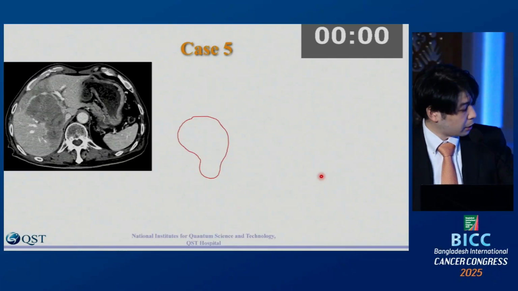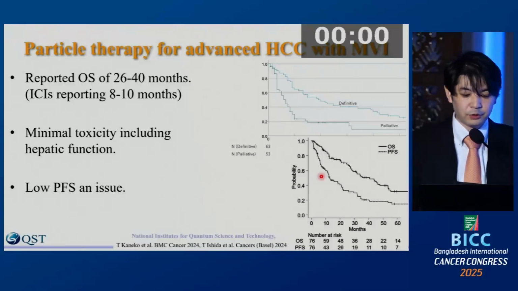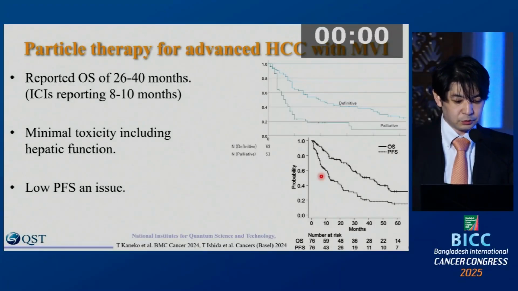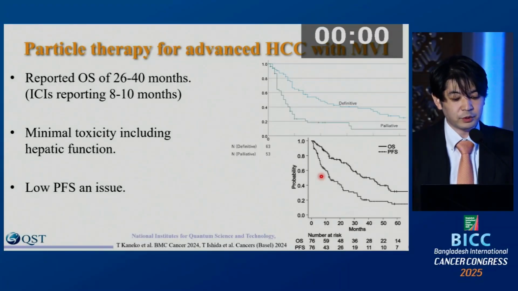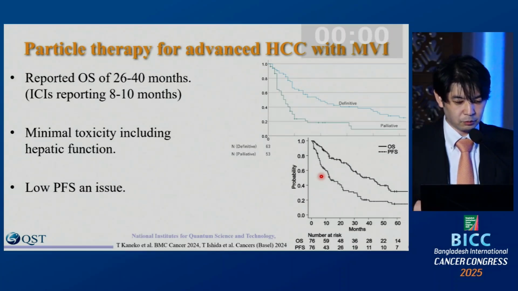So I think we're running out of time. Okay, so particle therapy for advanced HCCs and MBIs. Reported overall survival is 26 to 40 months. ICI is reporting 8 to 10 months, so that's something quite substantial. Minimal toxicity, including hepatic function, but the low progression-free survival is an issue.